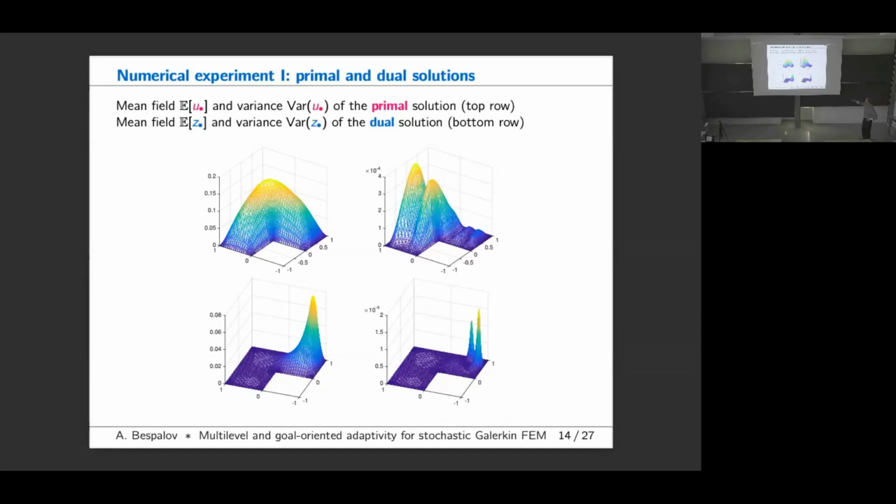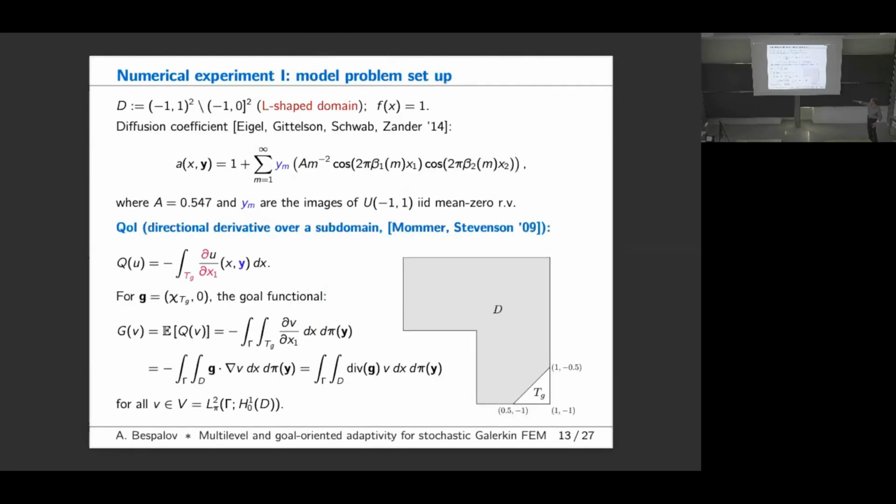So the primal solution is something that you expect. The dual solution has this singular behavior near that corner. So it's really a flat sort of shape here. It has singularity in these two points.